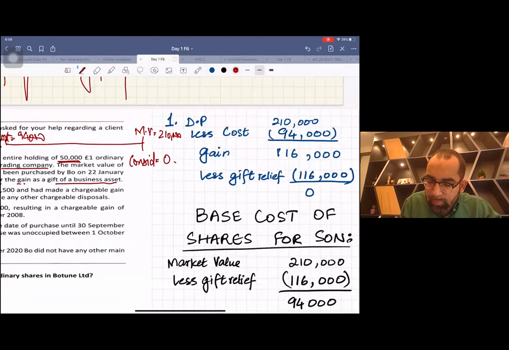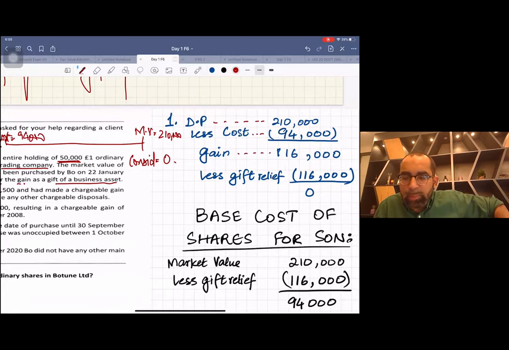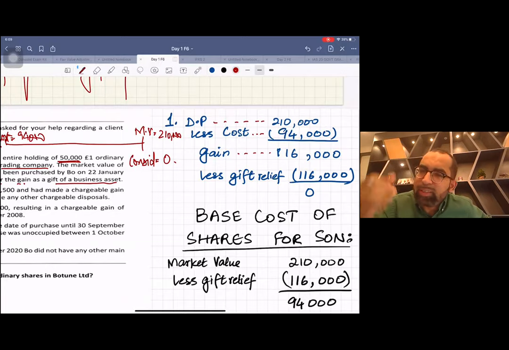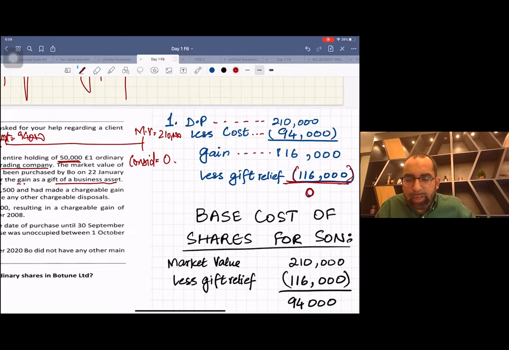So DP is 210. Cost is 94. Your gain is 116. Okay. Now, as this is a pure gift transaction, there is no consideration involved, consideration is zero, so you will be able to claim complete gift relief. Complete 116,000 will be deferred, because the consideration right now is zero.